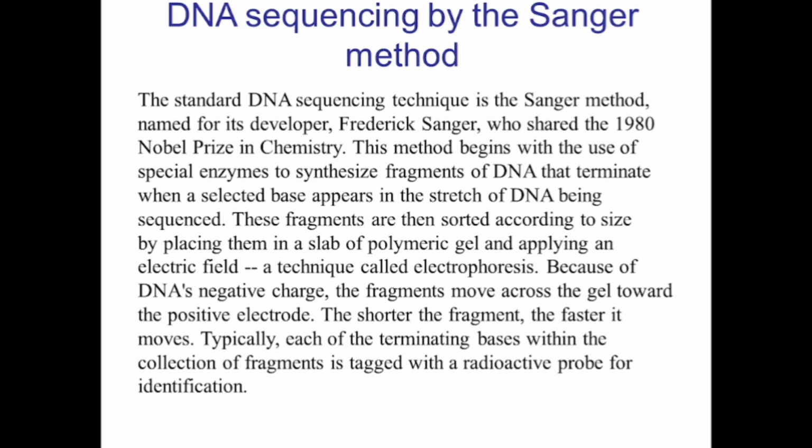Because of DNA's negative charge, the fragments move across the gel towards the positive electrode. The shorter the fragment, the faster it moves. Typically, each of the terminating bases within the collection of fragments is tagged with radioactive probes for identification.